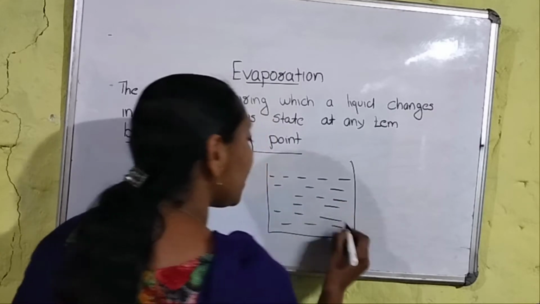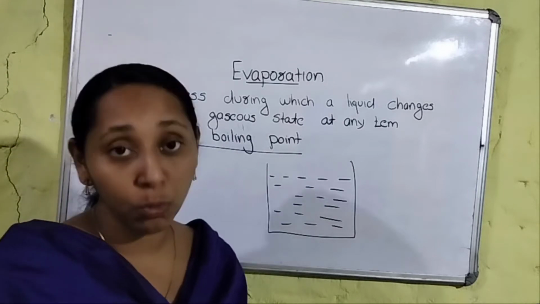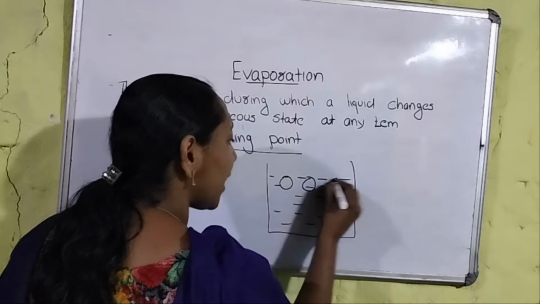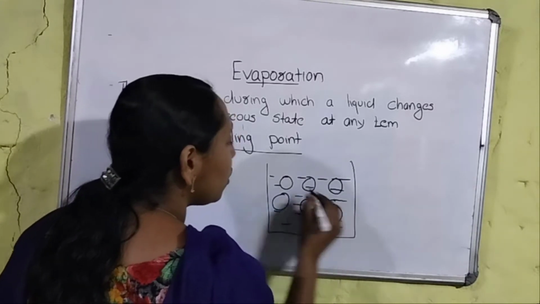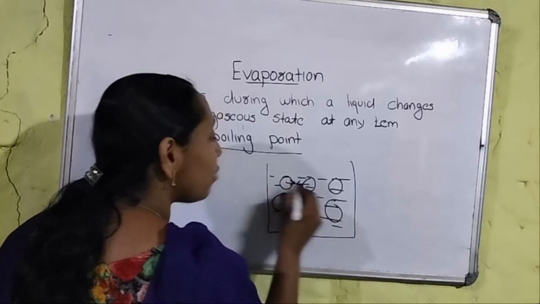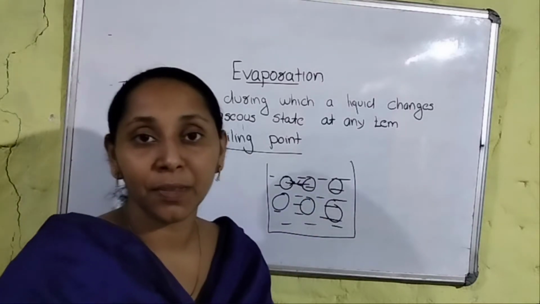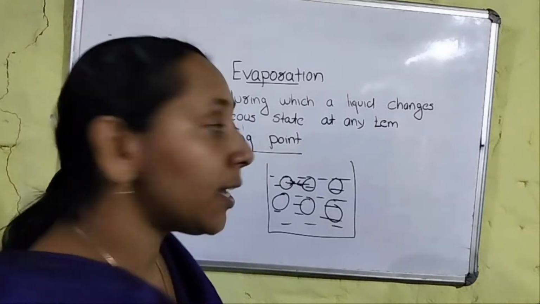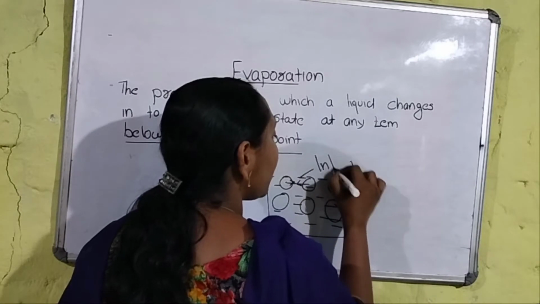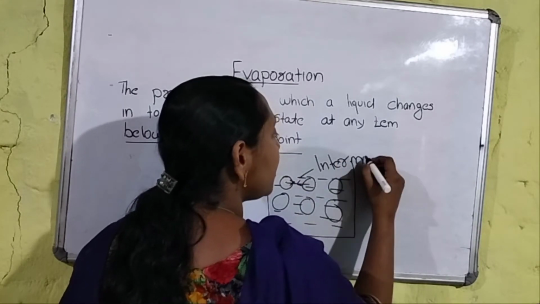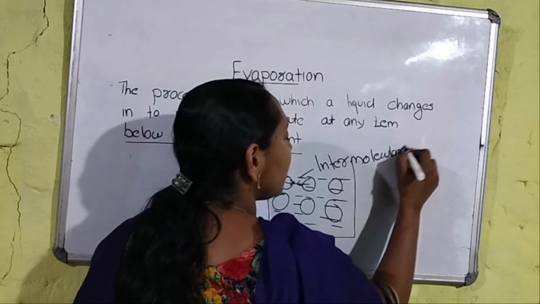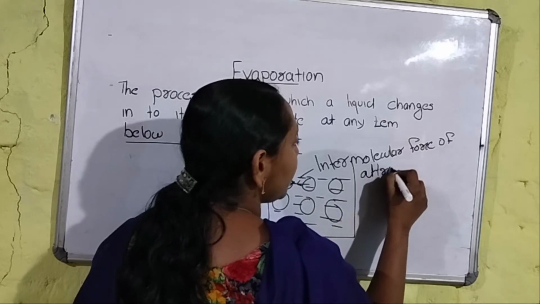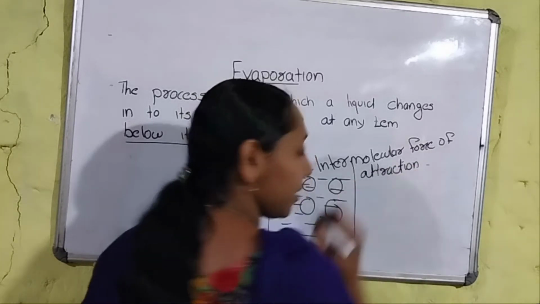You know, each and every element is made up of molecules and atoms. Similarly, this water also has molecules and atoms arranged like that. In between these two atoms there is an attraction. The attraction between two atoms or between two molecules is called the intermolecular force of attraction.